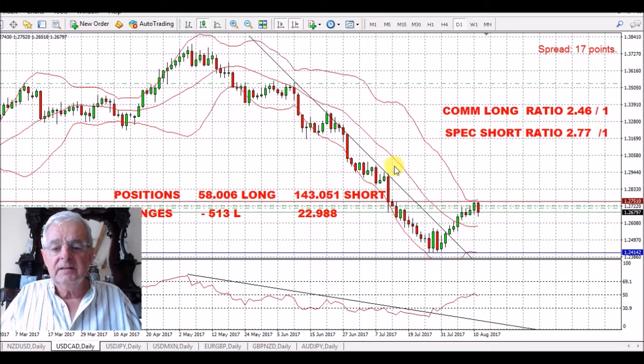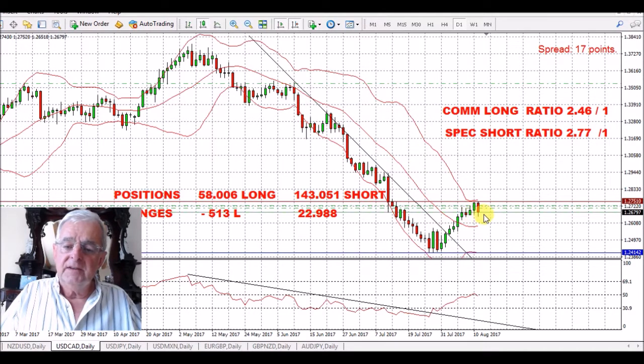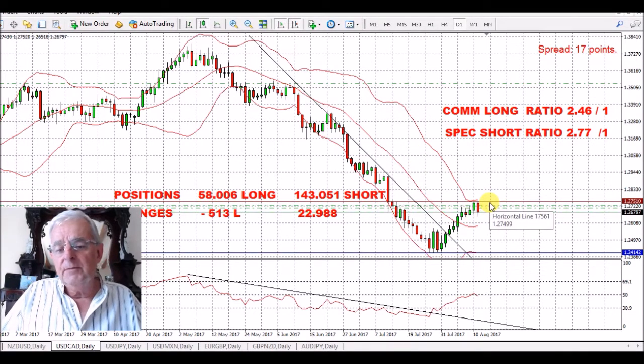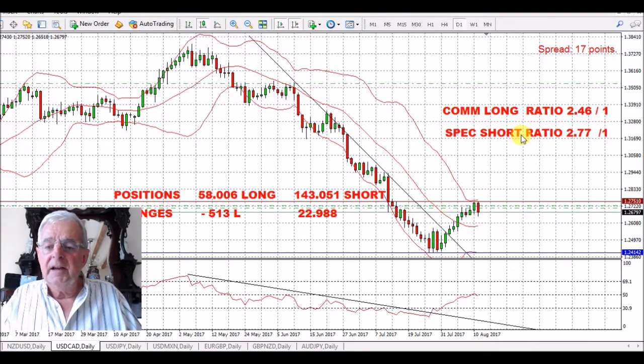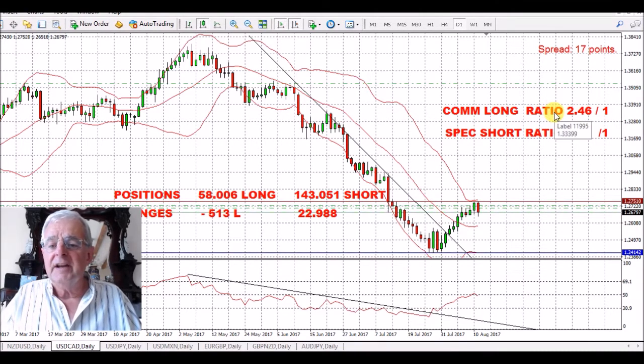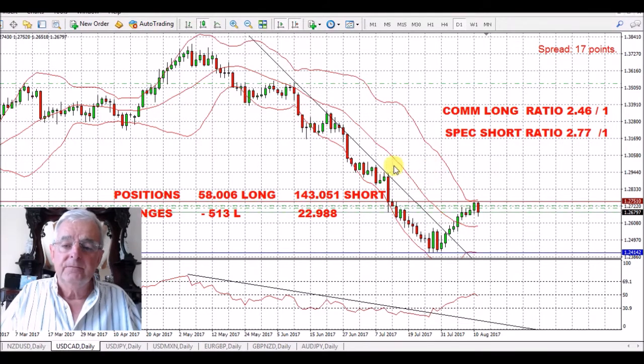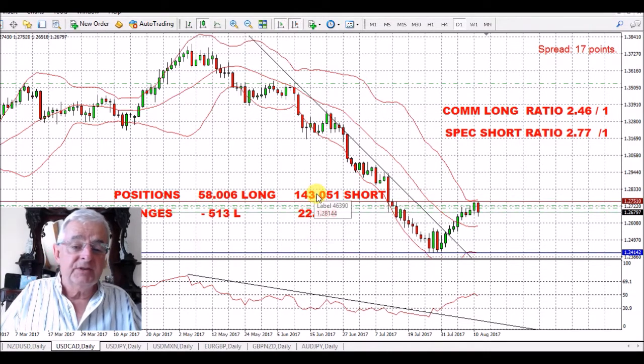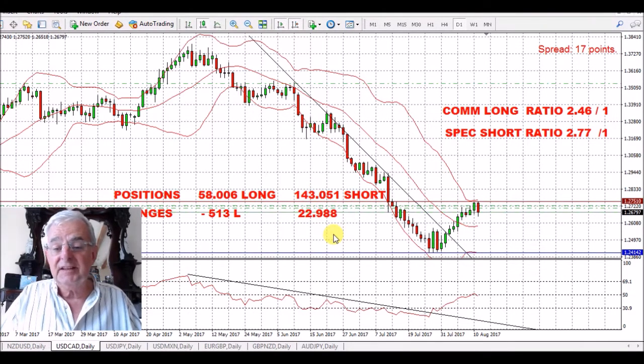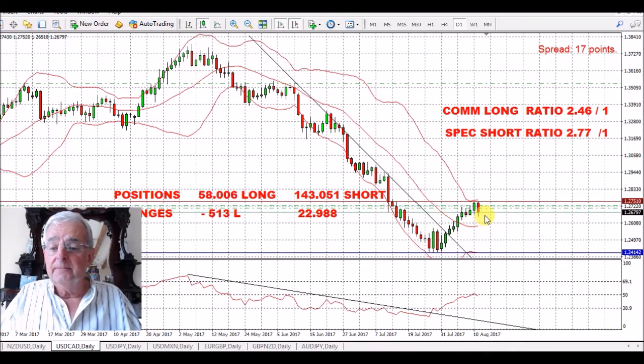Here we go. This is the USD Canadian dollar. So the commercials have added and now got a long ratio of 2.46 to 1, and the speculators have got a short ratio of 2.77 to 1. We've added 22,000 to the short position for the commercials. That is quite massive, right?